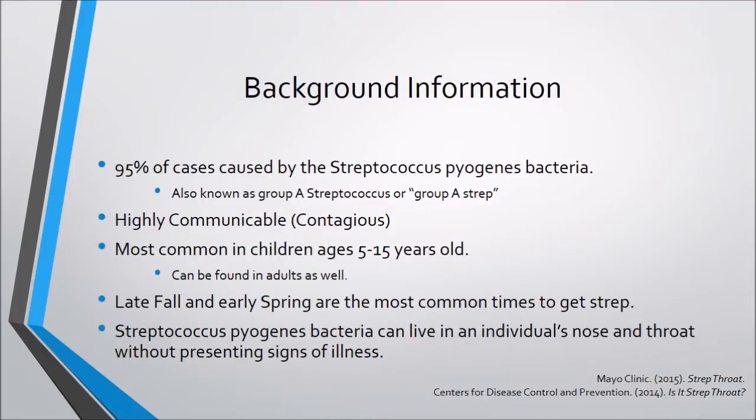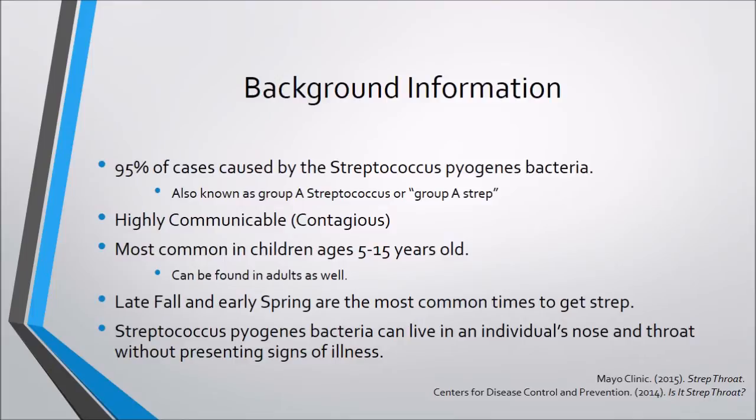It's important for me to point out that strep throat can be caused by either a virus or by a bacteria. Most commonly, it's caused by the Streptococcus pyogenes bacteria, which is also known as Group A Streptococcus or Group A strep. Strep throat is highly contagious and is most common in children ages 5 to 15 years old.